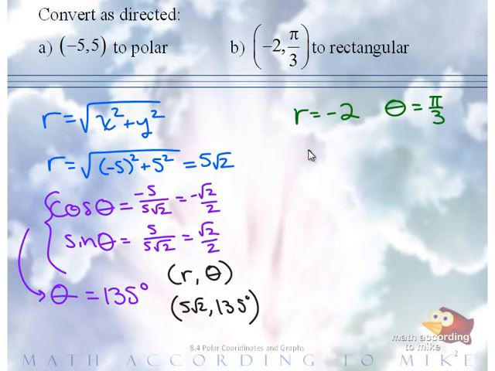So x is equal to r cosine theta, so negative 2 cosine of pi over 3. What is the cosine of pi over 3? One half, times negative 2 is negative 1.